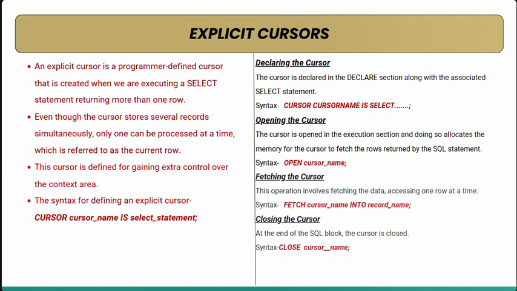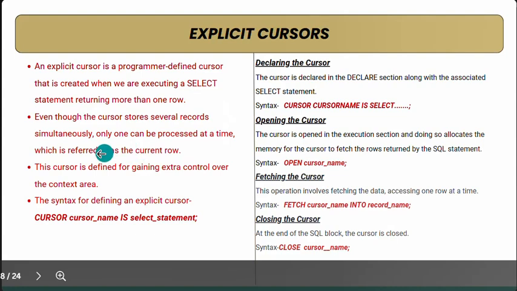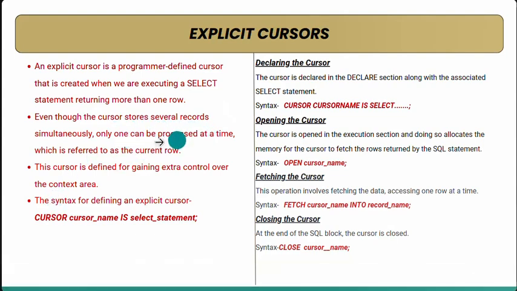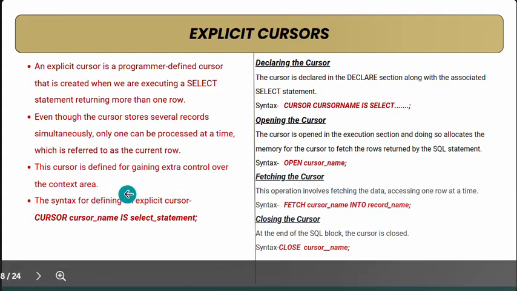An explicit cursor is a programmer-defined cursor that is created when we are executing a select statement which is returning more than one row. Even though cursors store several records simultaneously, only one record can be processed, which is referred to as the current row. This cursor is defined for gaining extra control over the context area, that is the output area.